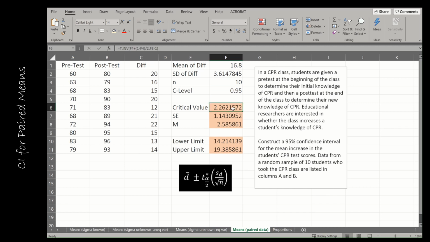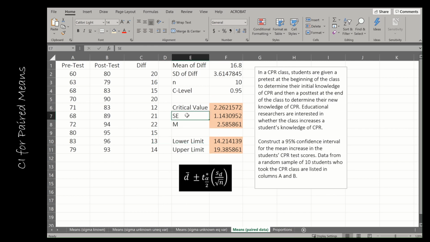So the critical value, again, nothing new here. I'm going to be using the T inverse, and then whatever the confidence level is, 1 minus that divided by 2, and then again the degrees of freedom. The degrees of freedom is just n minus 1. You'll notice I didn't make a whole new cell for degrees of freedom. I could have said, okay, degrees of freedom is n minus 1, but instead I just chose to take F3 minus 1 in that value. There's a lot of different ways that you can do it. This is just the way that I did it.